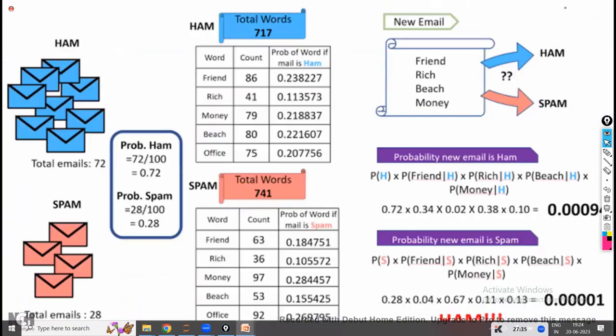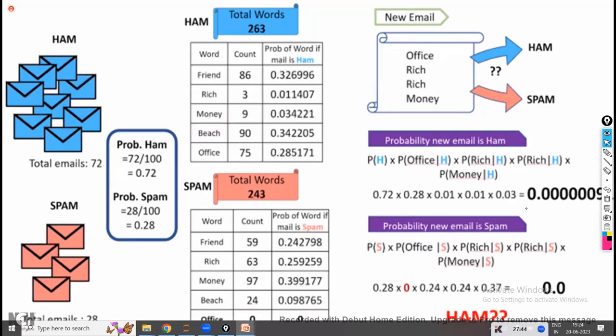So option number one, if any new word is not available in your original data, is to ignore it. Option number two: for example, if this word is not available in your spam data and you take its probability as 0, the overall answer is going to be 0, which is a wrong answer.